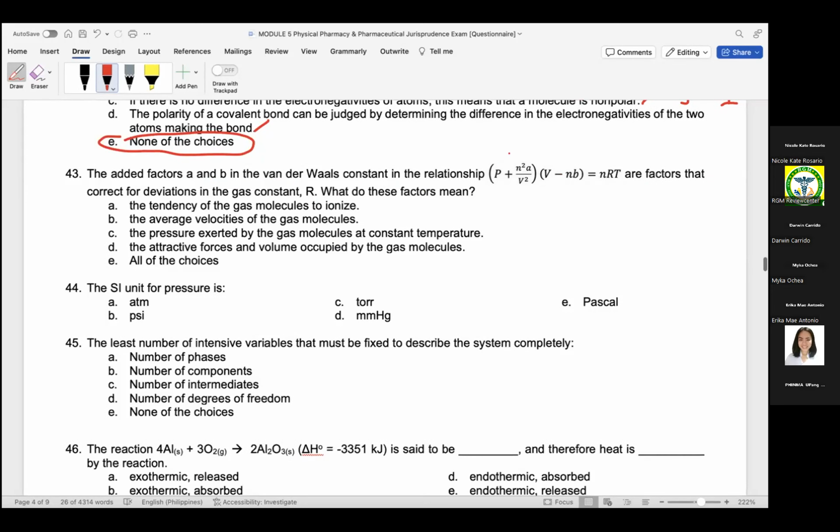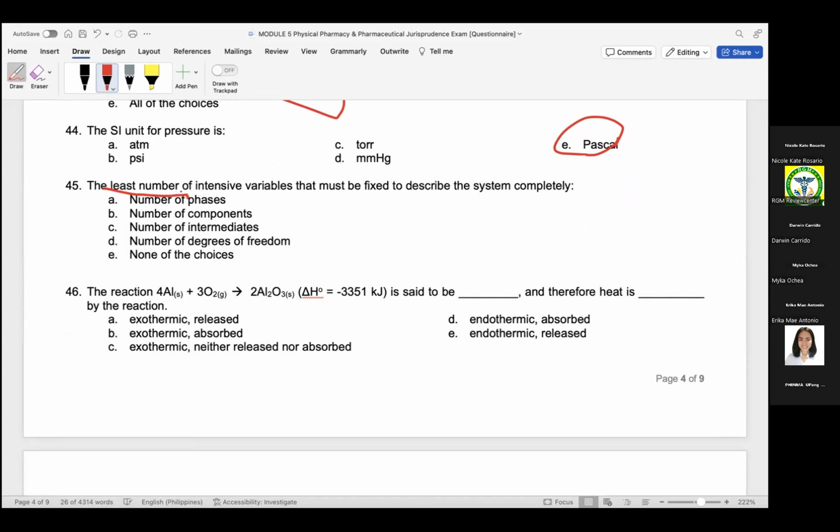Next, number 45, the least number of intensive variables that must be fixed to describe the system completely. This is governed by the Gibbs phase rule, which is your degrees of freedom, letter D. 45 is letter D.